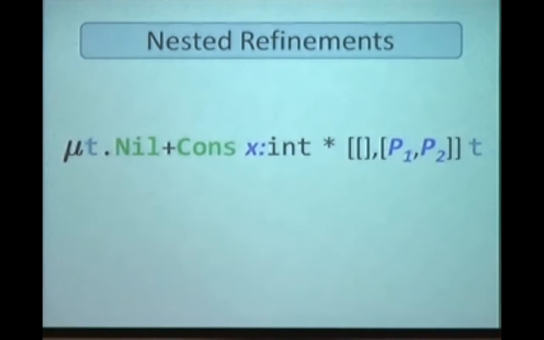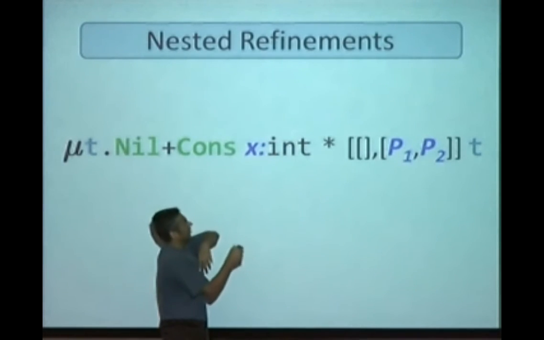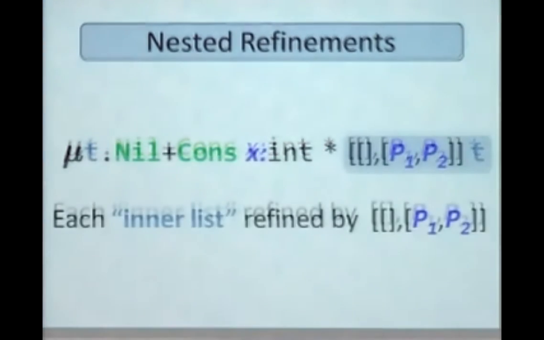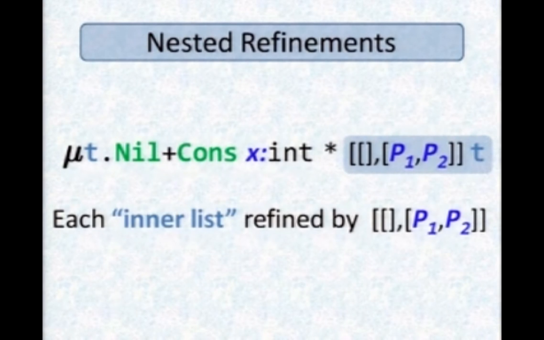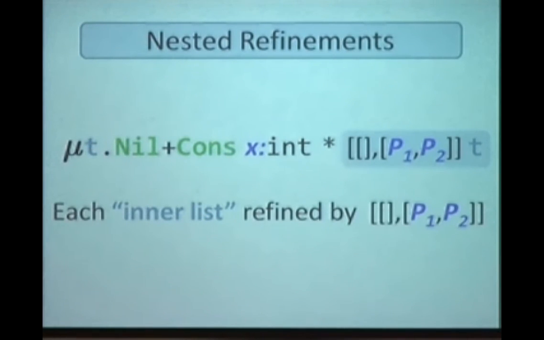And what I'm also going to do in this dependent style is to name the head. So imagine that each head element is called x, like a product, it's called x. So now every time I construct a list, each inner list is refined by this matrix with p1 and p2.